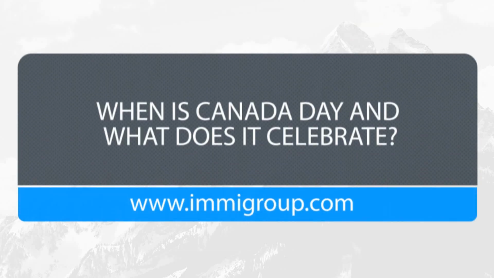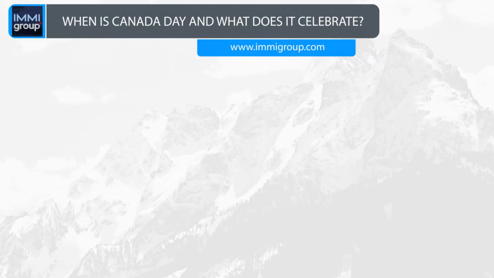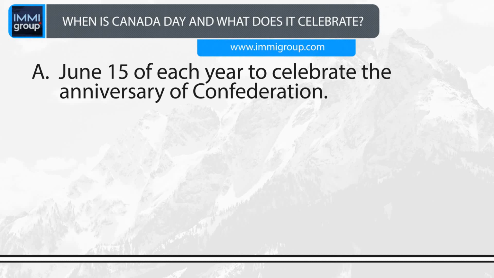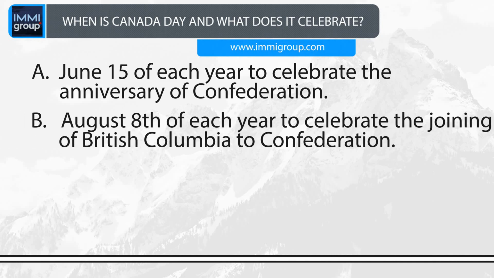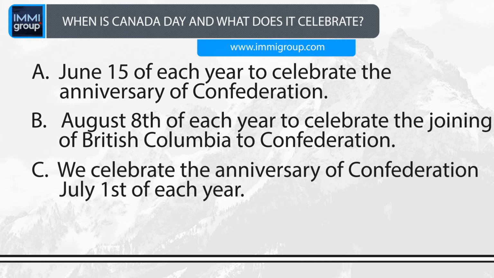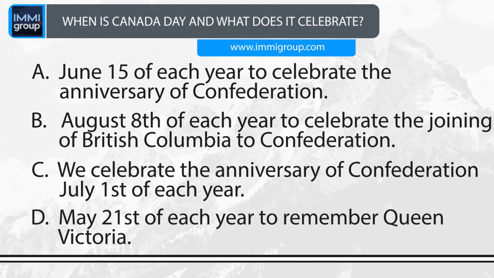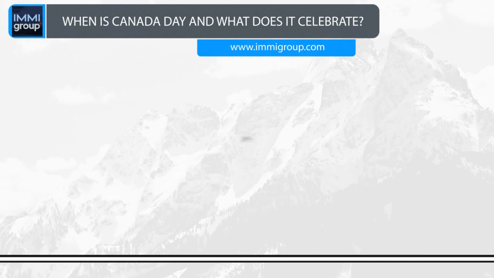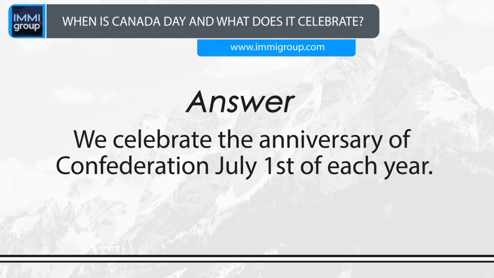When is Canada Day, and what does it celebrate? A. June 15 of each year to celebrate the anniversary of Confederation. B. August 8th of each year to celebrate the joining of British Columbia to Confederation. C. We celebrate the anniversary of Confederation July 1st of each year. D. May 21st of each year to remember Queen Victoria. Answer: We celebrate the anniversary of Confederation July 1st of each year.